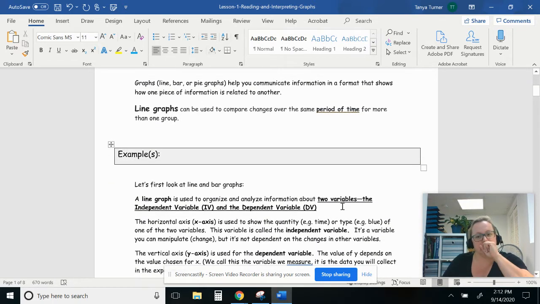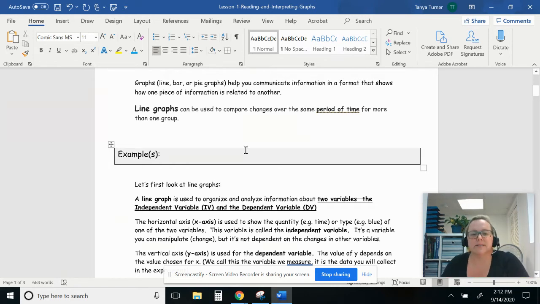So line graphs can be used to compare changes over time for more than one group. We're going to take a look at these line graphs. We're not going to be looking here at bar graphs today. We're going to be looking at line graphs.